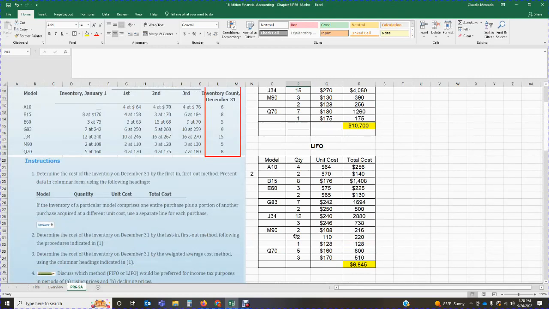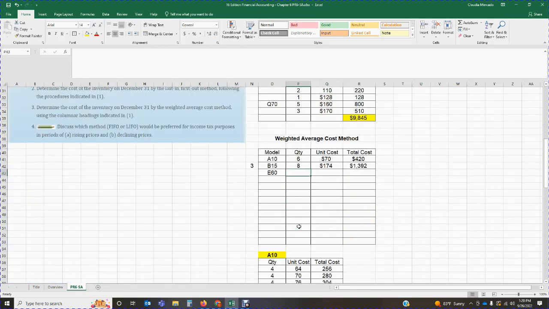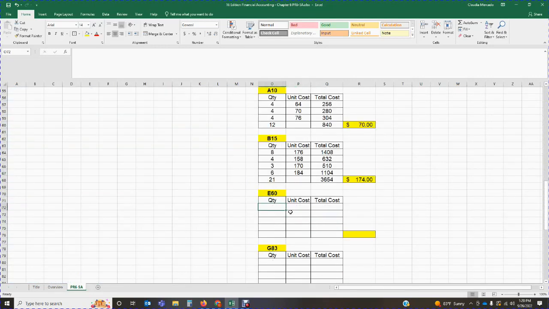So for E60, we have 3 at 75, 3 at 65, 15 at 68, and 9 at 70. Then we multiply the unit cost times the quantity, and you get a number for each of those figures. Then we go ahead and get our totals.